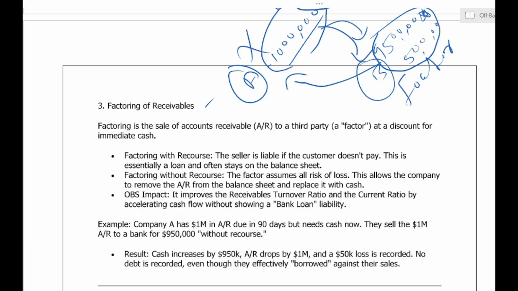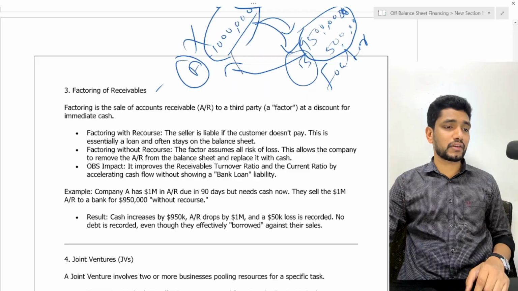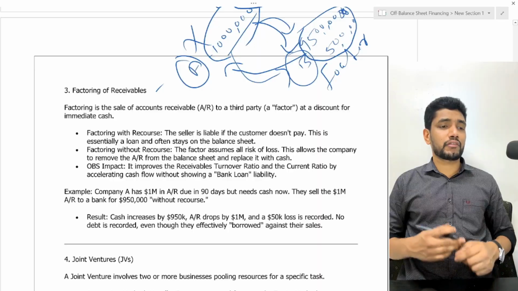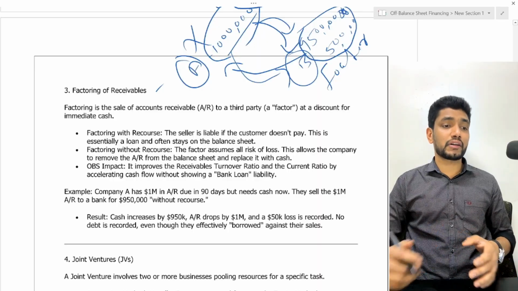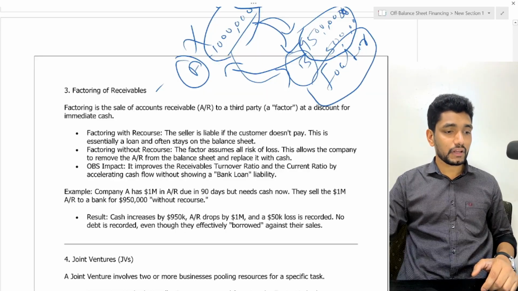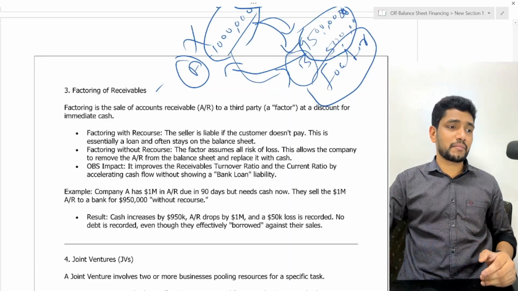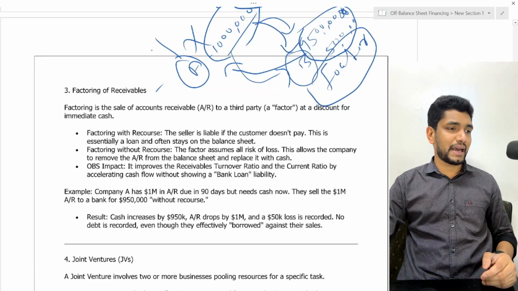Factoring without recourse means the factor assumes all risk. In factoring without recourse, all the risk will transfer to the factor company. So as a result, if something is not collected, all that risk will be transferred to this factor. So again, if you are using a factor, what is the benefit for the parent company?